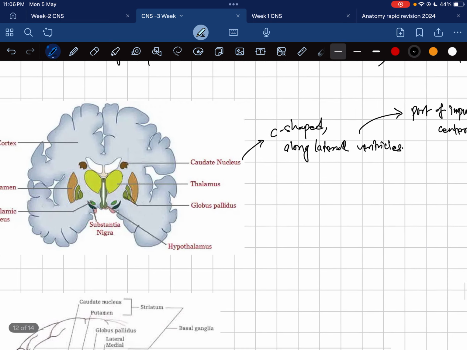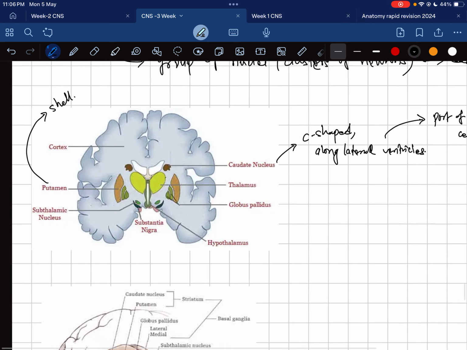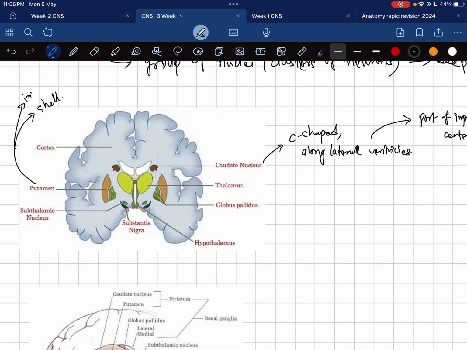Moving on, there is the putamen. The putamen is beside the caudate nucleus. This is the caudate, and this is the putamen. It is like a shell, and it is also an input center. We will discuss how the function and pathways develop further on.